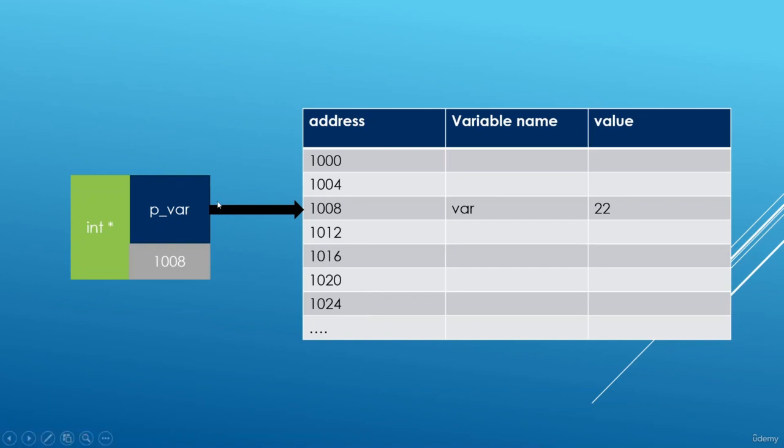Its name is going to be pvar because it's a variable, and its value is going to be the address of another variable. You see, it is storing 1008, which happens to be the address of our var here in memory. Pointers and variables we've been talking about can work hand in hand, and we're going to be seeing how this is done in the next few lectures in the chapter, but the basic idea is really the same.